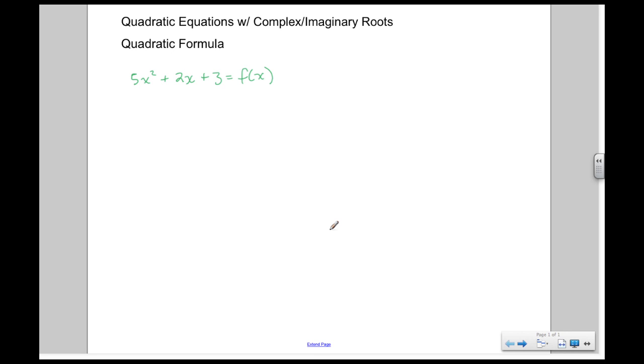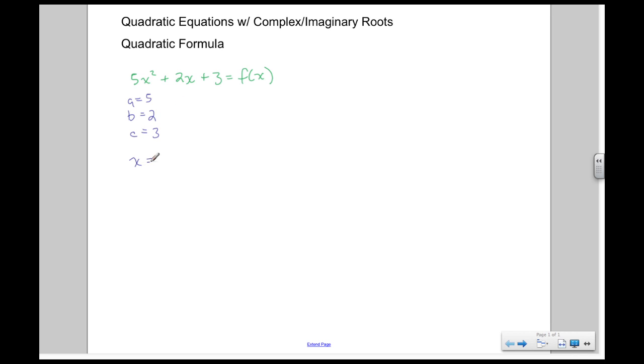In today's video, we're going to use the quadratic formula to solve a quadratic equation that has complex or imaginary roots. Let's begin by identifying the a, b, and c that are necessary for the quadratic formula. Here, the coefficient in front of the x squared term is going to give us a. In this case, that's 5. B is going to be the coefficient of the x term, which is 2. And c is going to be the value of 3.